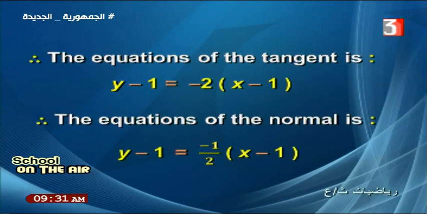The equation of the tangent and the equation of the normal in this form is y minus 1 equals negative 2 multiplied by x minus 1, and y minus 1 equals negative half times x minus 1.